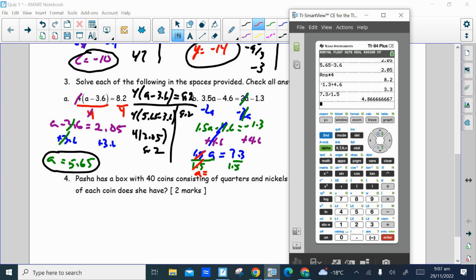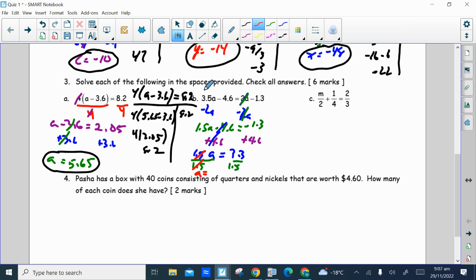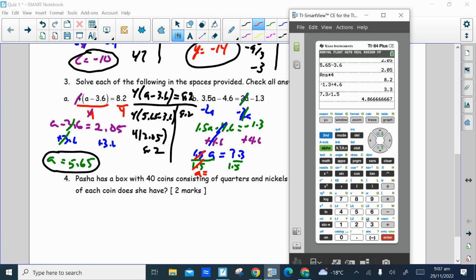Something's wrong here. Let's see here. I subtracted 2a from both sides. That's 1.5a minus 4.6 equals negative 1.3. That's right. And then I added the 4.6 to both sides. It's not 7.2, I think, not 7.3. Let's just check that.